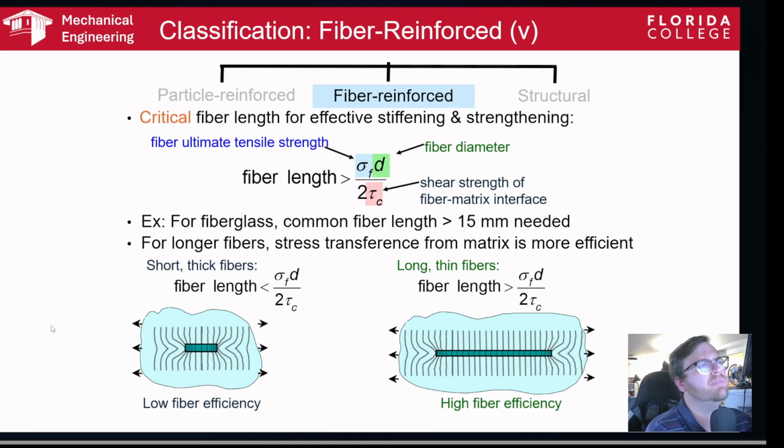There is a critical fiber length for effective stiffening and strengthening. If we take our ultimate tensile strength, our fiber diameter, and our shear strength of the fiber matrix interface, the value we get from these inputs should be less than the fiber length. Once the fiber length goes over this value, then we have reached our critical fiber length.